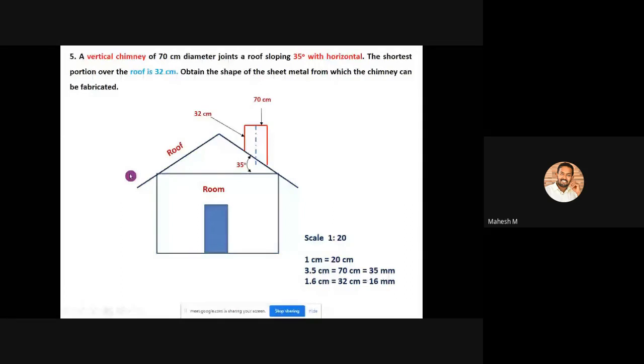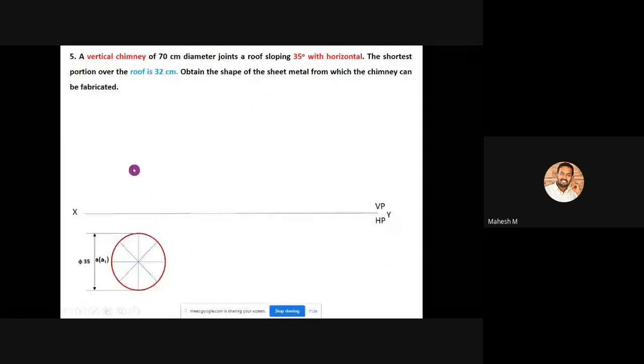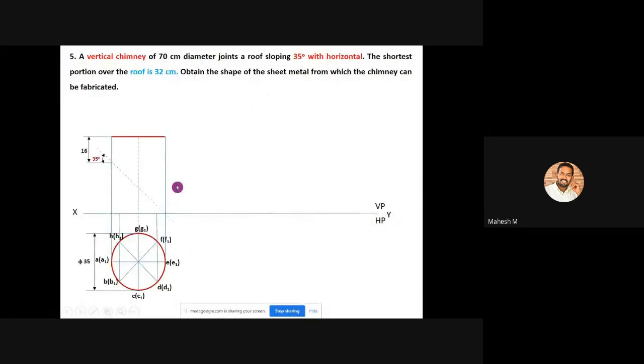So I think இதெல்லாம் எக்ஸ்பிளைன் பண்ணியிருப்பாருன்னு நினைக்கிறேன். The rest of the procedure is that you have to create this section plane. The section plane should touch this particular corner. It is available in the problem itself, I think. The vertical chimney of 70 centimeter diameter joins a roof sloping 35 degree with the horizontal. So the angle of this particular section line is 35 degree.